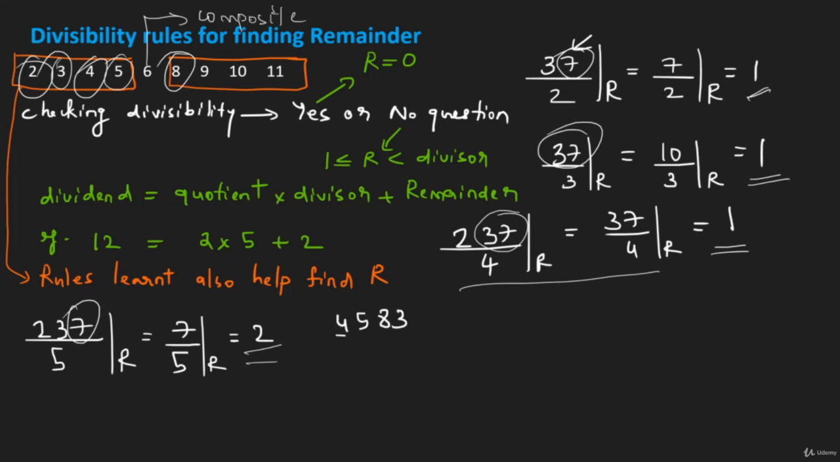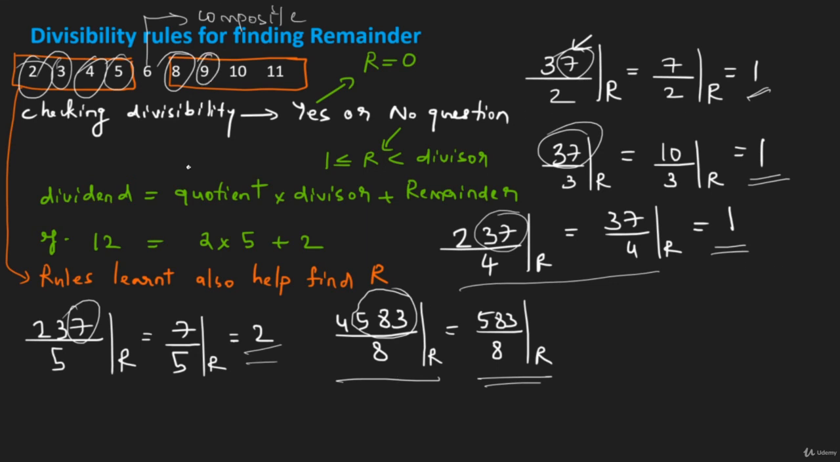Say you want to do 4583 divided by 8 and you want to find the remainder. So for 8, the rule was the last 3 digits should be divisible by 8. So you just need to take the last 3 digits over here. That's 583. And if you do 583 by 8 and get a remainder, that would be the same as 4583 divided by 8.